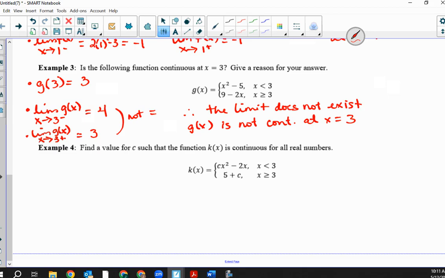Yeah, the two have to equal each other. If they equal each other, that's also what the function value is going to equal because that's one of the pieces. It's a little trickier if there's three pieces and one of them has to be a certain value. But what you can do algebraically, we're just talking about c times 3 squared minus 2 times 3 has to equal 5 plus c. And then we can just go from there, 9c minus 6. So 8c equals 11.